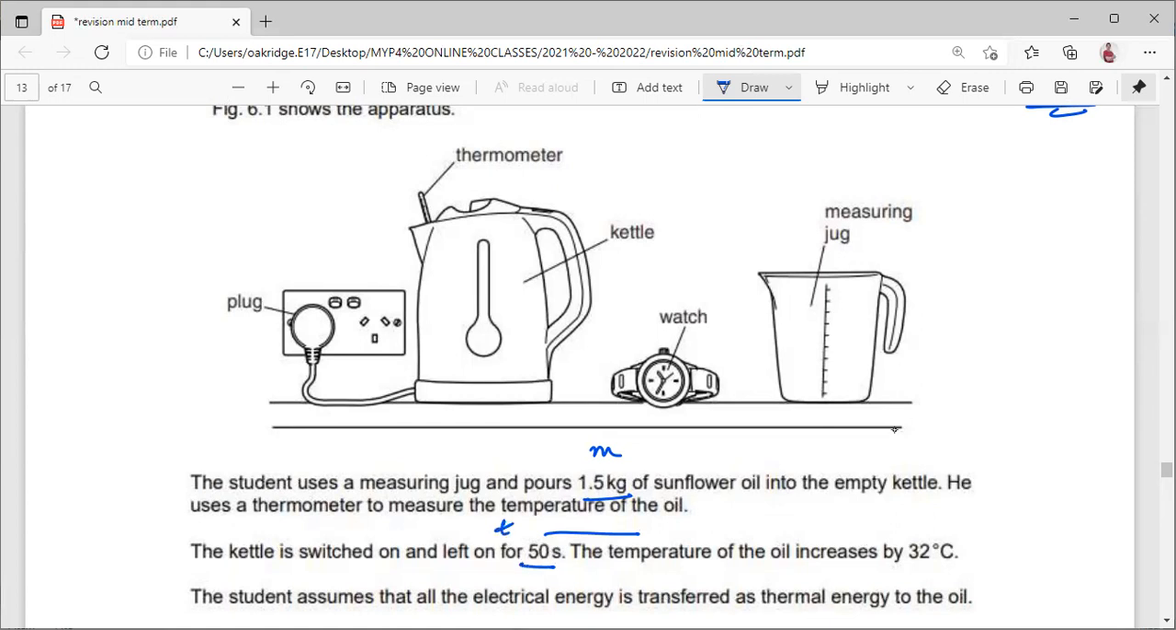The temperature of the oil increases by 32 degrees centigrade. I do not know what the initial temperature is. The measured temperature T is not given. So the temperature of the oil increases by 32. Remember, the final temperature is not 32 degrees centigrade. We do not know the initial temperature. The final temperature is T initial plus 32. You see, if it says increases by, then the final is initial temperature plus 32. If it says increases to, then you can just take the value as 32.